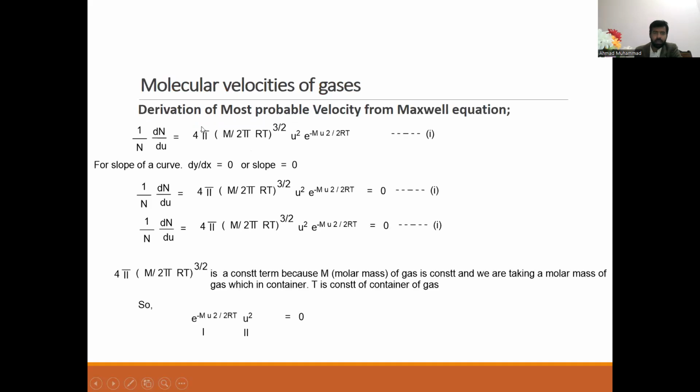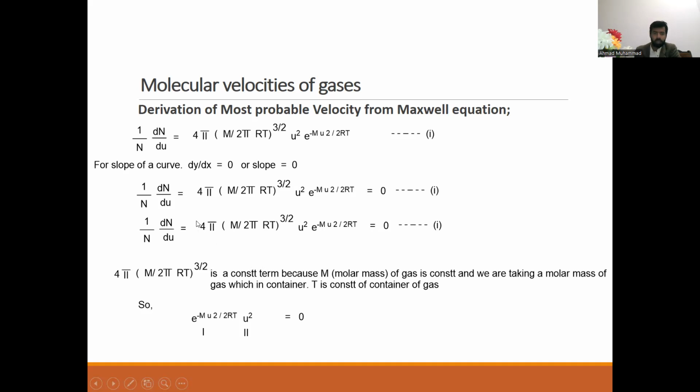For the derivation of the most probable velocity from the Maxwell equation, we have the Maxwell equation, which is 1 over n dn over du is equal to 4 pi times (m over 2 pi RT) to the power 3 by 2, times u square, times e to the power minus m u square over 2RT. For the slope of a curve at the maximum, we can say that dy over dx is equal to 0, so the slope is equal to 0.